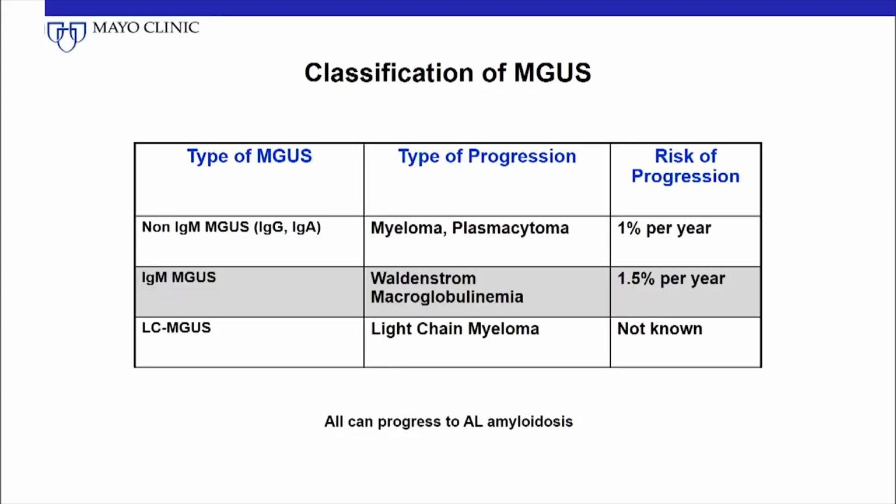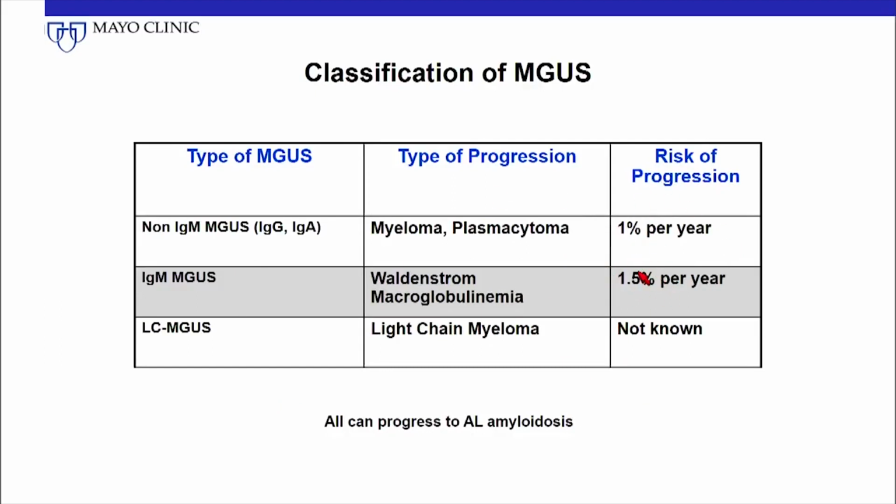Now let's start with MGUS. MGUS itself is classified into 3 different kinds, and the reason we split it is because the type of problem that an MGUS patient will progress to is different based on the type of MGUS. So there are 3 types of MGUS. One is the non-IgM, that includes IgA and IgG MGUS, then the IgM MGUS, and light chain MGUS. IgM MGUS most of the time progresses to Waldenstrom's macroglobulinemia. Non-IgM and light chain MGUS progress to myeloma.